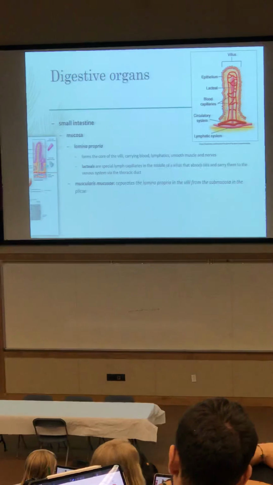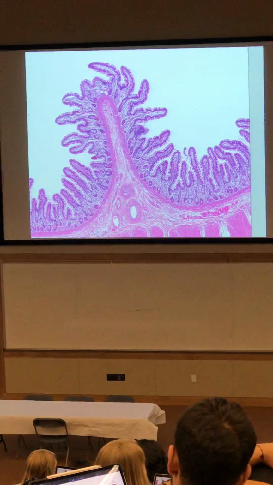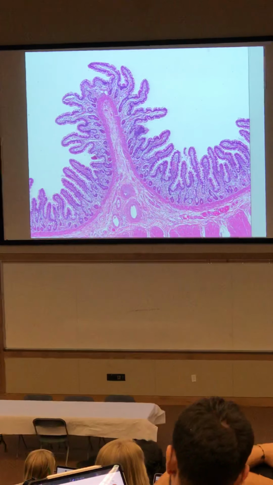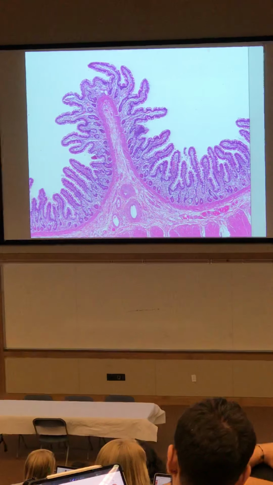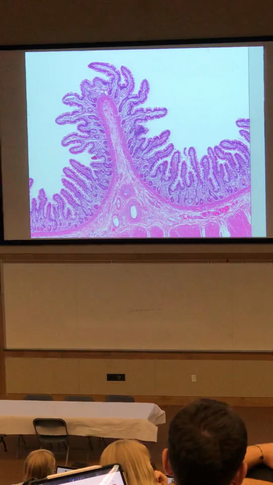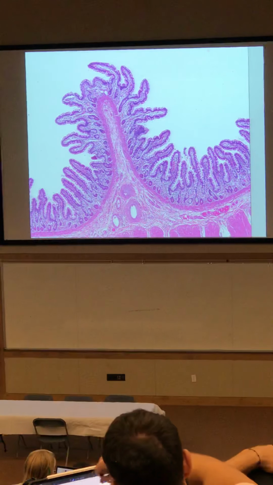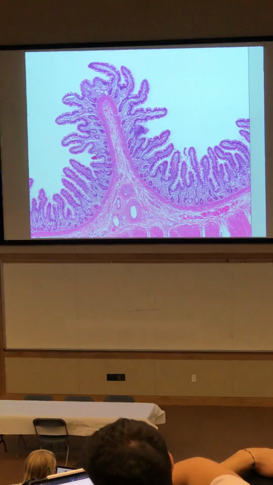Muscularis mucosae is typical, separates the lamina propria from submucosa. So once again, this is a villus. You can see that there's lots of goblet cells. The little white dots are the goblet cells. The other cells are the enterocytes. This is lamina propria here. And this is our muscularis mucosae here. We can see submucosa in the core of this plica and submucosa down here. And so I hope that that's clear to everybody.